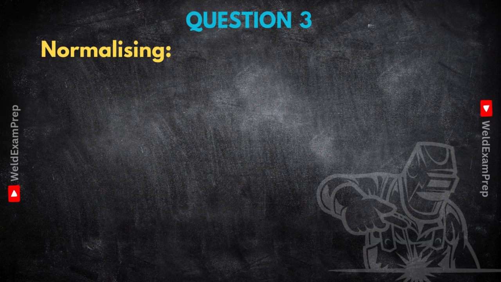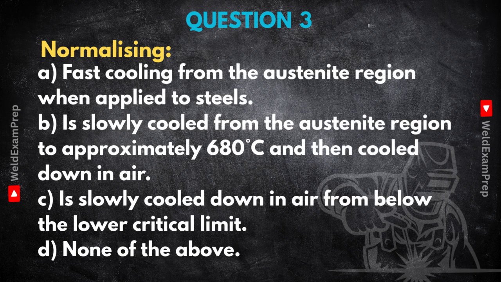Is it A, fast cooling from the austenite region when applied to steels? B, is slowly cooled from the austenite region to approximately 680 degrees Celsius and then cooled down in air? Okay. C, is slowly cooled down in air from below the lower critical limit. Or D, none of the above. This one's a bit tricky. The answer is D, none of the above. None of the above. Interesting.